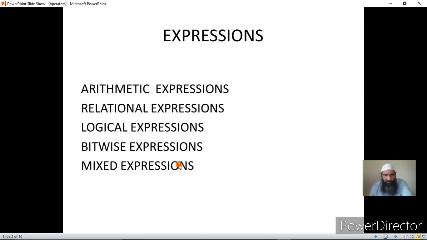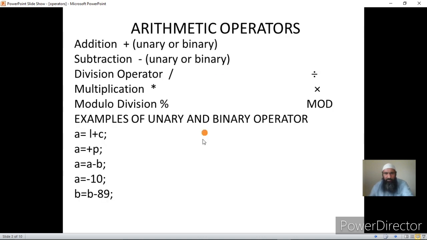Today I'll be focusing mainly on the arithmetic expressions. Now, arithmetic operators. As I told you, arithmetic operators are used to perform arithmetic operations. Like we have got addition. Addition operator is of two types. One that is used to perform addition, and one that designates a sign.